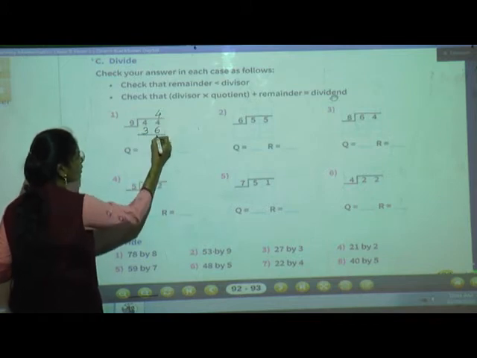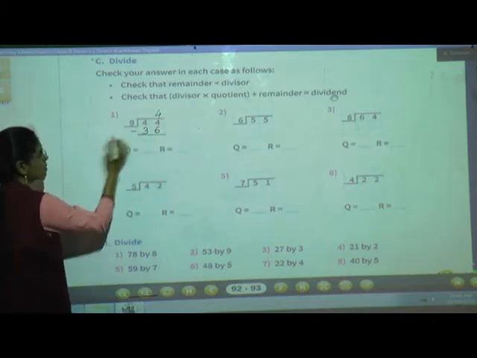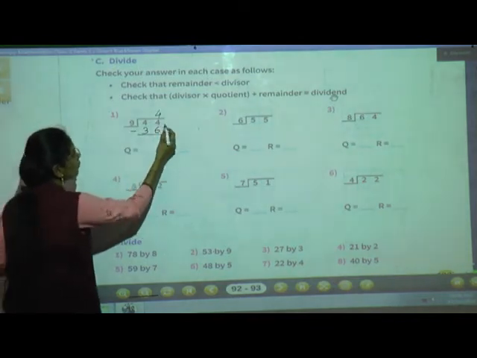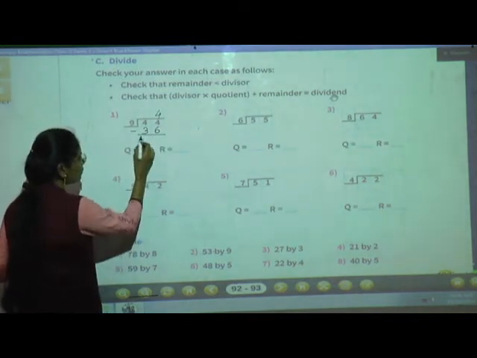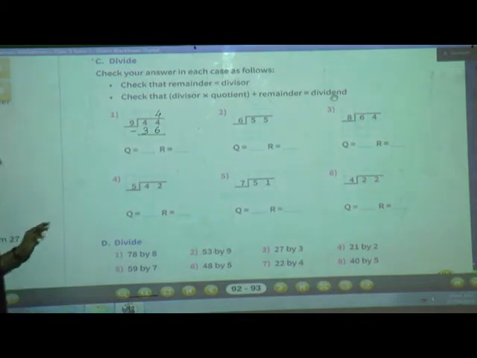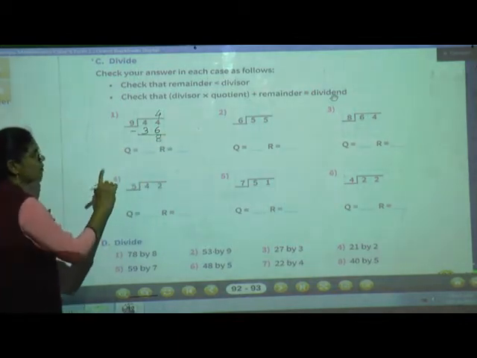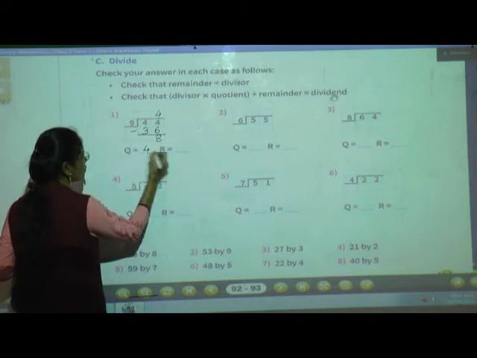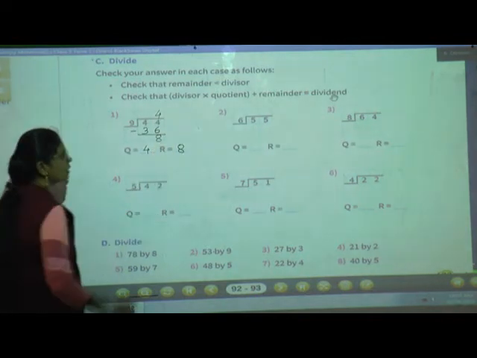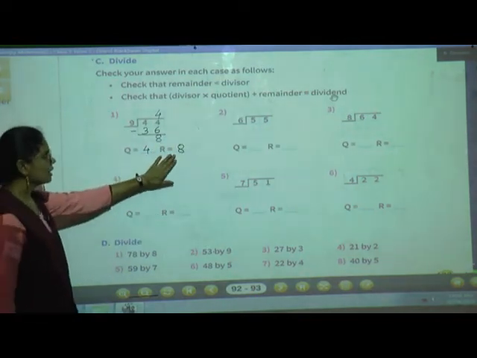9 fours are 36. Now you have to do the subtraction. Here give the subtraction sign, the minus sign. 44 minus 36. Count your fingers after 36 till 44. How many remain? 8. So in this example, what is the quotient? 4 is the quotient and 8 is the remainder. So write here 4 and 8.